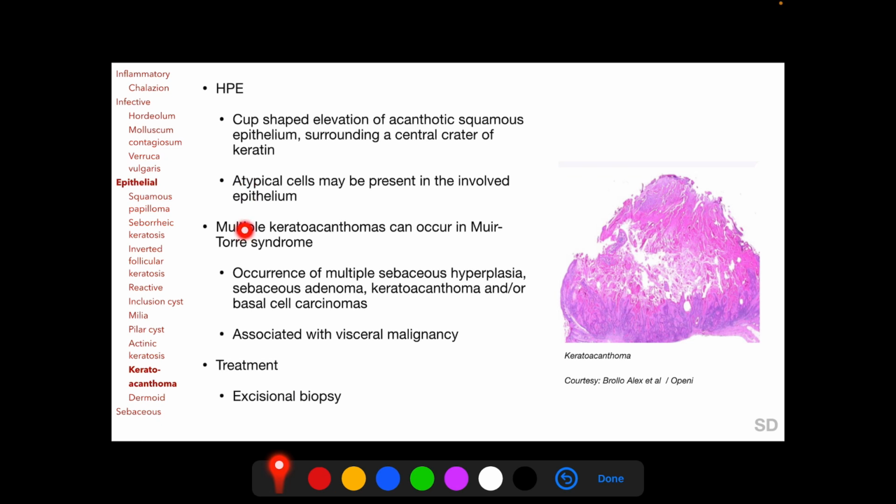Multiple keratoacanthomas can occur in Muir-Torre syndrome, and Muir-Torre syndrome is the occurrence of multiple sebaceous hyperplasia, sebaceous adenoma, keratoacanthoma and/or basal cell carcinomas associated with visceral malignancy, and we'll see a photograph of a patient with Muir-Torre syndrome in a subsequent slide. Keratoacanthoma should be removed with excisional biopsy.